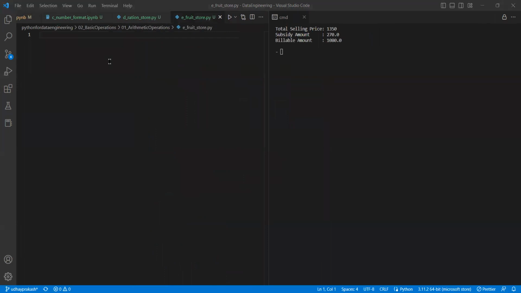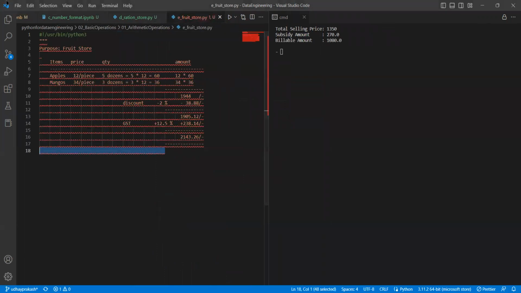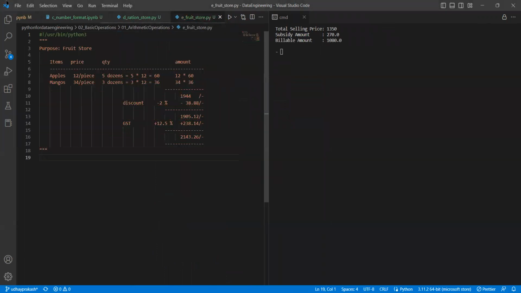So earlier we went to a ration store. Now we will go to something like a fruit store. Fruit store, this is something interesting. Here, instead of kilograms, we buy things in dozens, right? So either piece value or dozen value, whatever it might be. In this case, the piece price is there, but we will buy in dozens. That's the complication. But here also the quantity and constants, everything is constant.